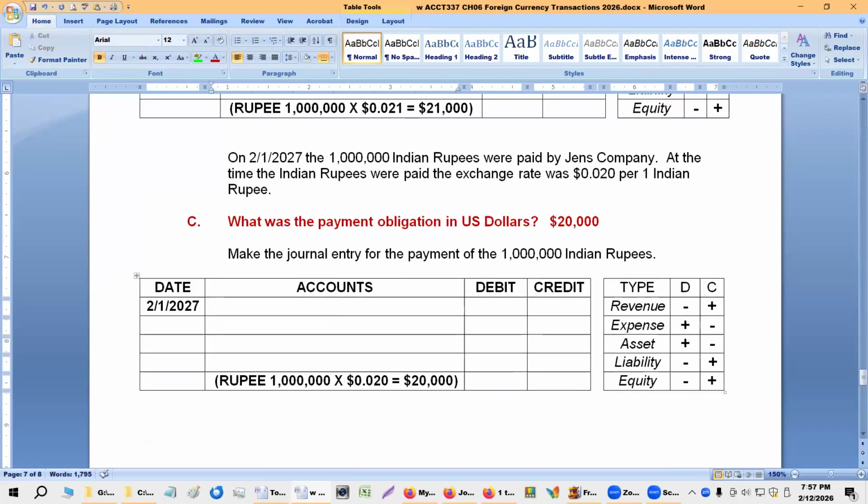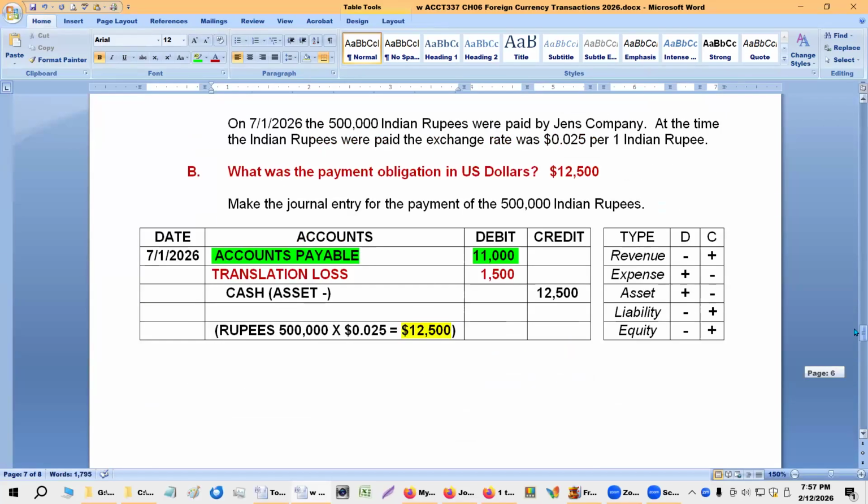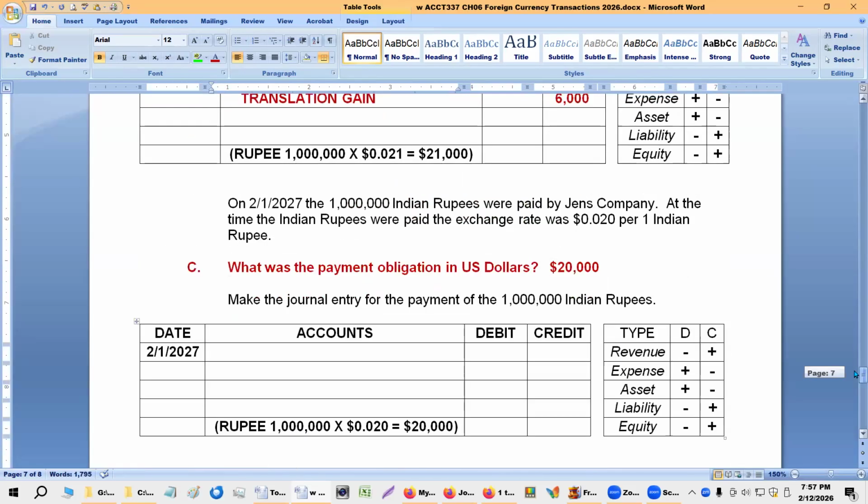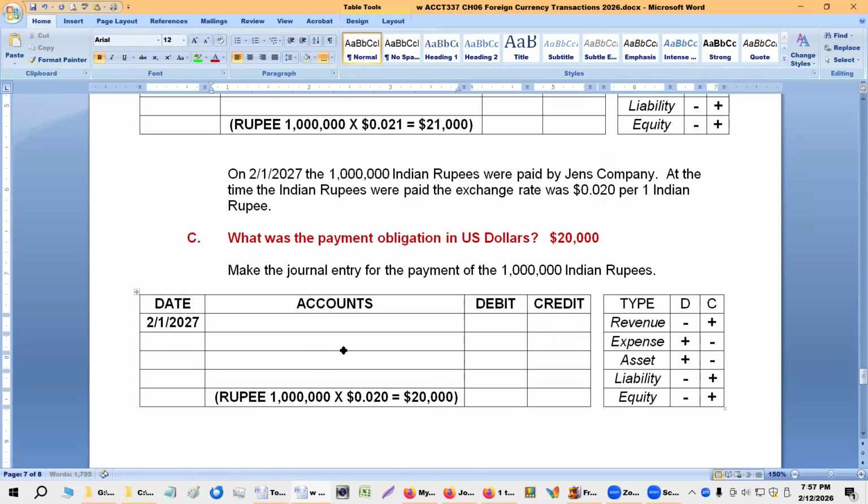Oh, I did that wrong. Did I do that wrong on the other one too? No, I didn't. I did it right in the other one. See, like 15 minutes ago, I was much smarter than I am now. Okay, so this is cash. It's an asset going down. We're gonna pay these people $20,000 in US, but more accurately, we're gonna pay them 1,000,000 rupees.